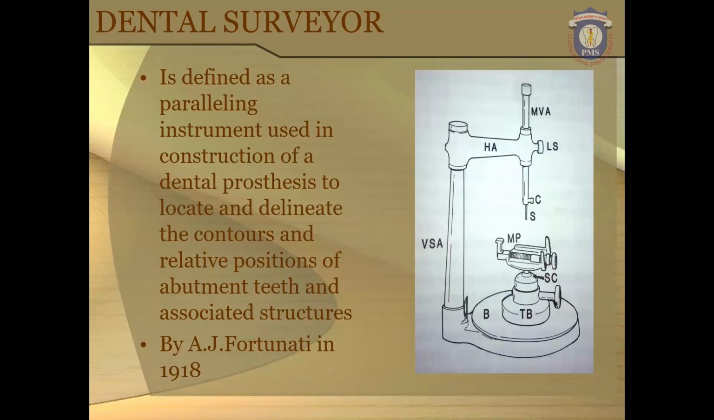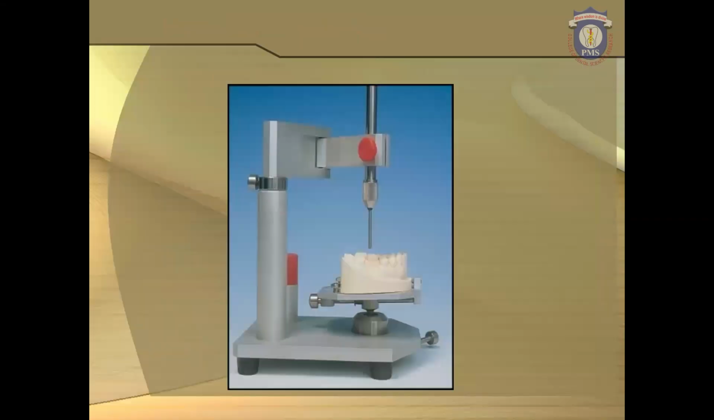So basically, for the fabrication of a dental prosthesis, there are undercut regions, there will be prominent regions. So those regions which will aid in the insertion of the prosthesis need to be identified and proper designing needs to be done. So a dental surveyor will aid in all these procedures. This is the picture of a dental surveyor. The cast is placed on the cast holder for being surveyed.